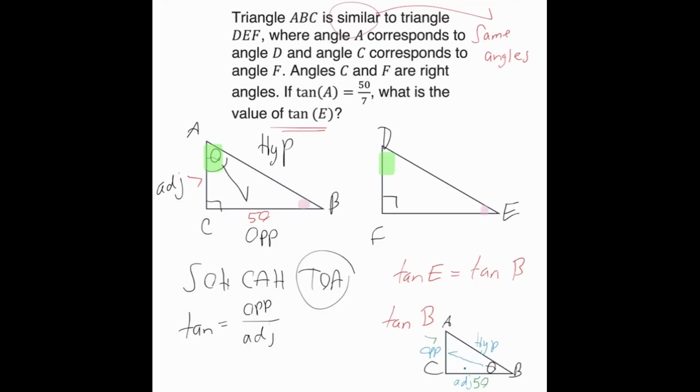And so opposite over adjacent, which is the tan of B, that's going to be 7/50, because that's our opposite 7 divided by our adjacent 50. And 7/50 is the answer to our question.